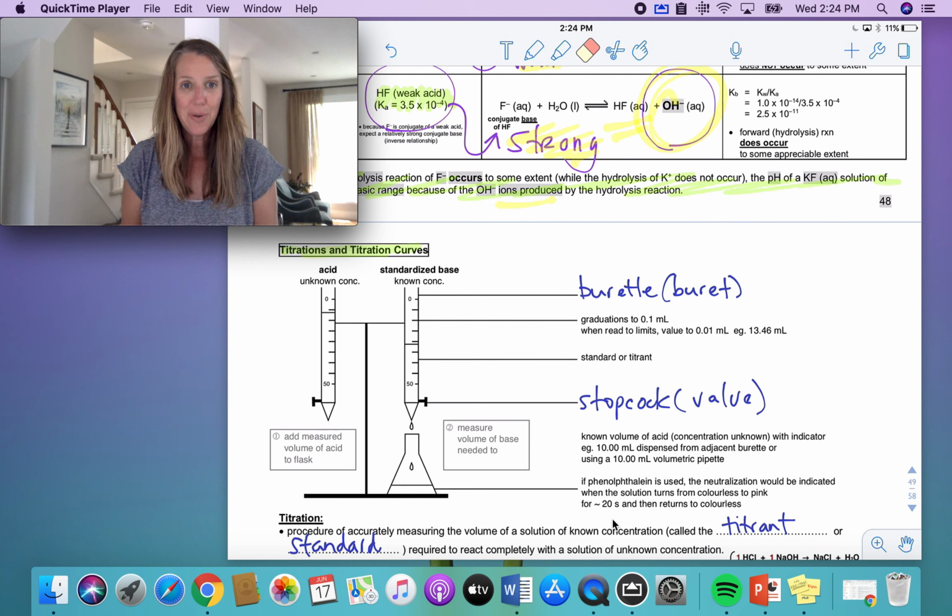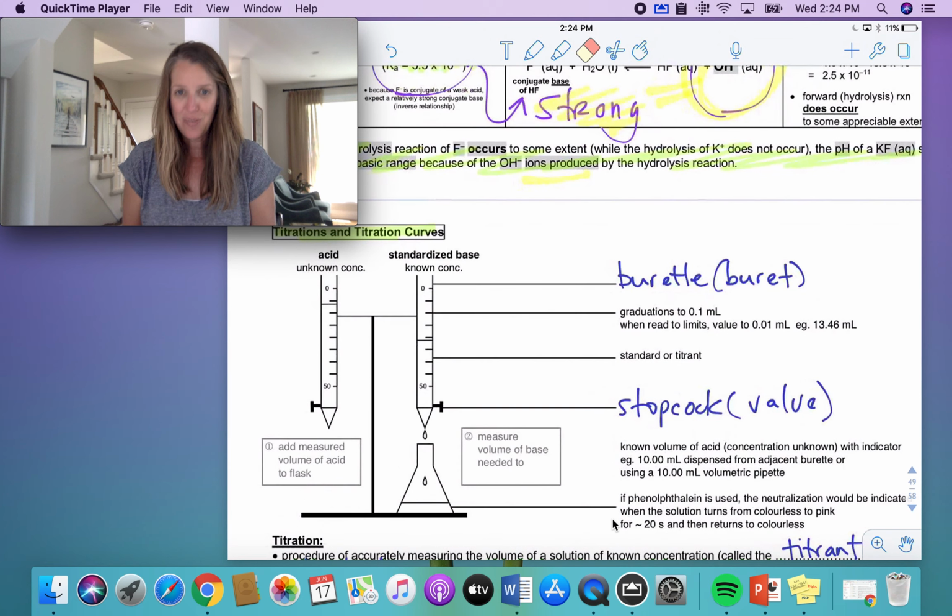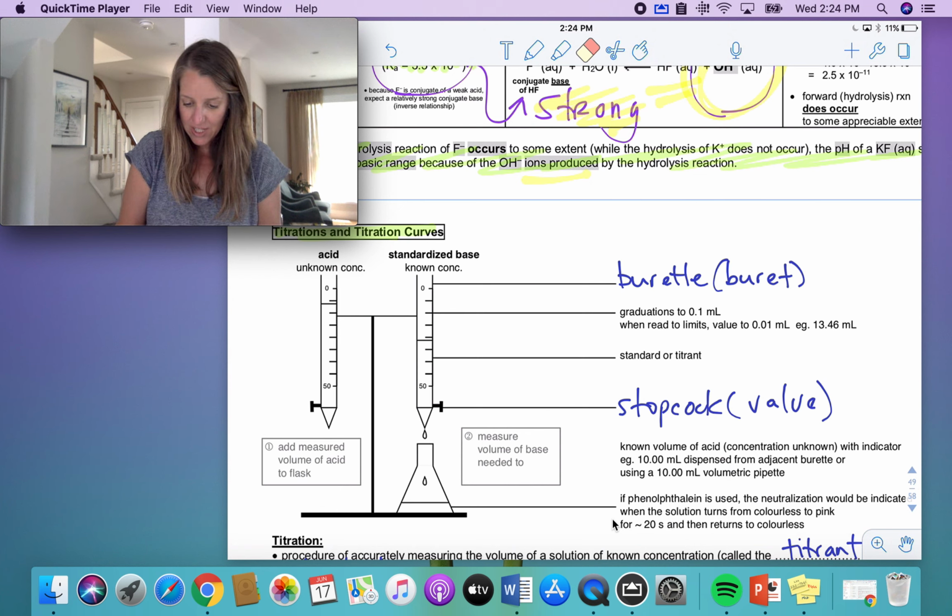Note that the word burette can be spelled two different ways. Tomato, tomato, do it however you'd like. I think one's the English version and one's the Americanized version. That was our long, skinny glass tube with the stopcock, the valve at the bottom, and then the tip. Okay, so what do we remember from this? We would remember that it's called a burette.